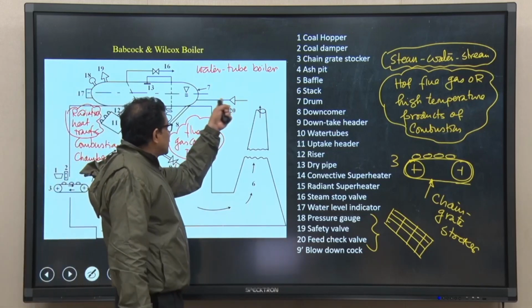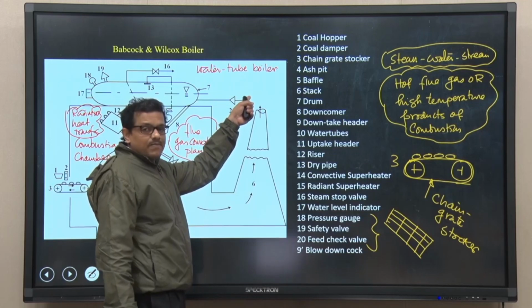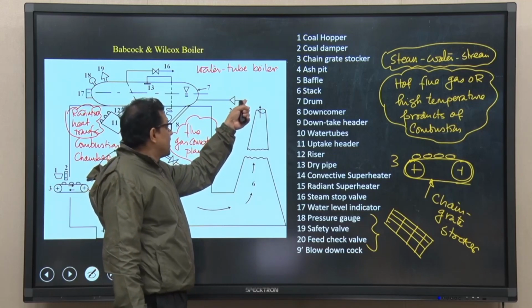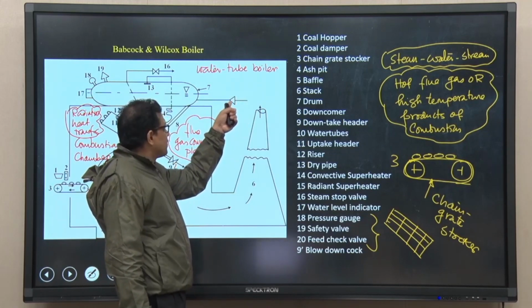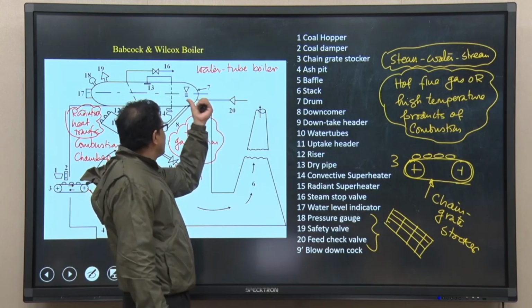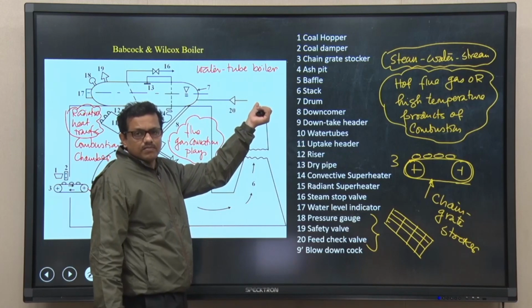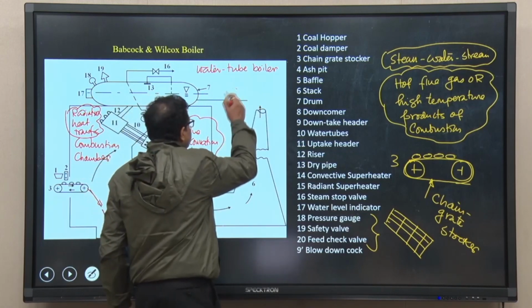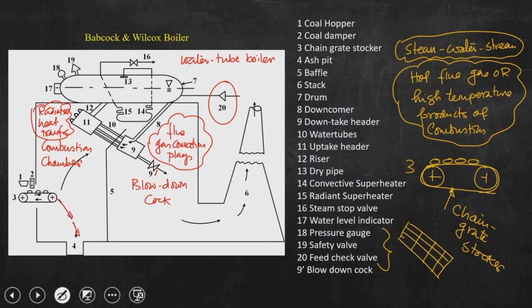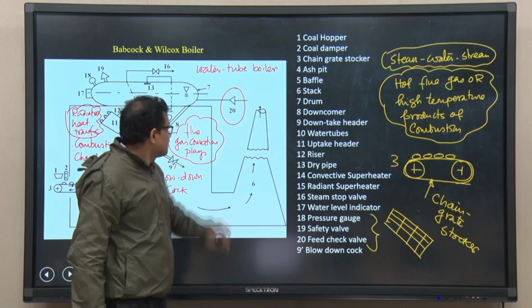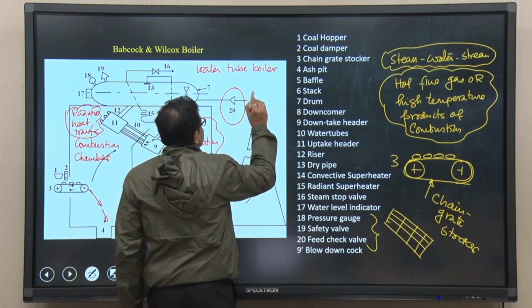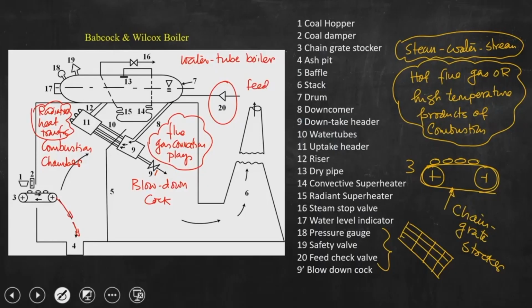This feed check line is connected. So, one is feed water pump is there, and that feed water pump line is having feed check valve. The purpose of this feed check valve is not to allow this relatively high temperature water to flow back to the pump. So, the purpose of this feed check valve is to arrest backflow of hot water to the pump, right. So, this is from the feed water pump.